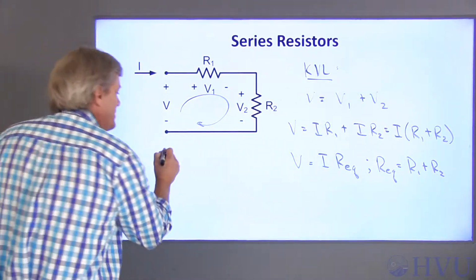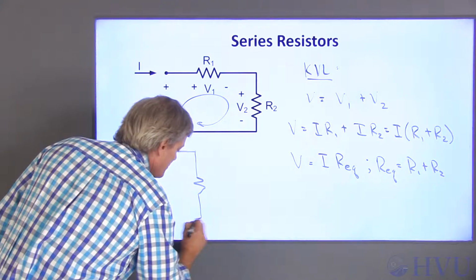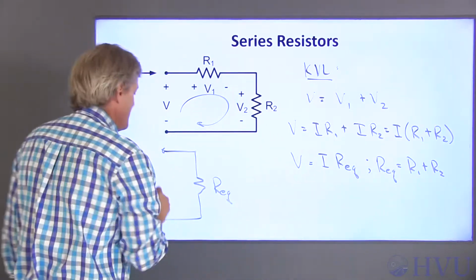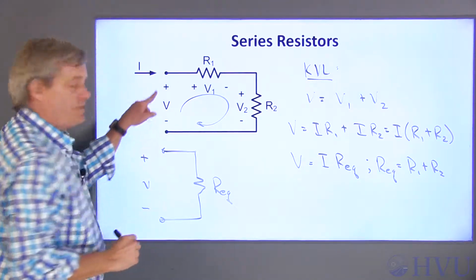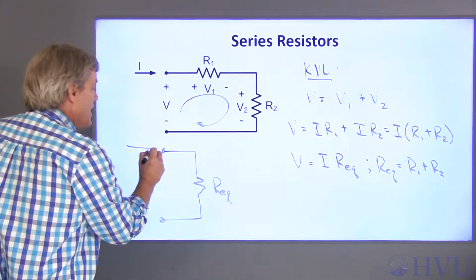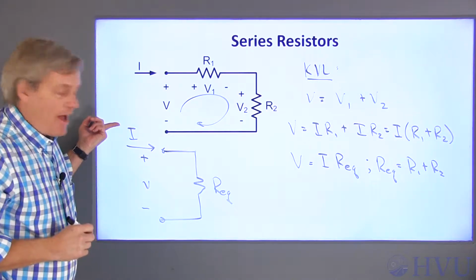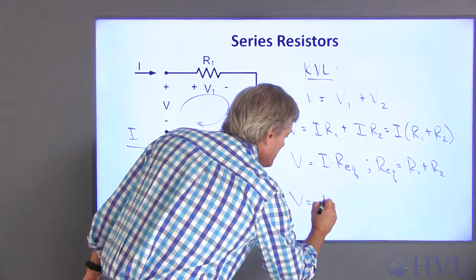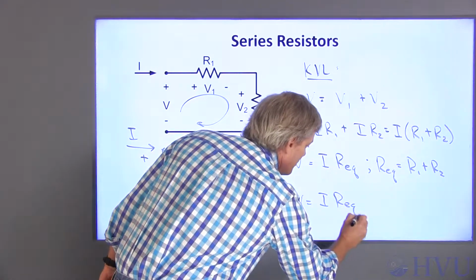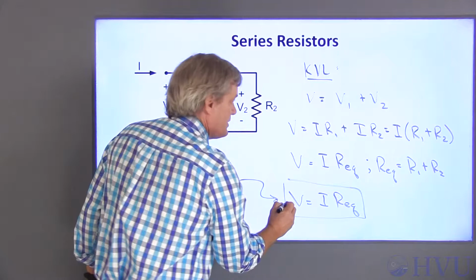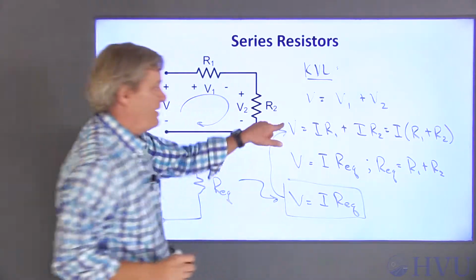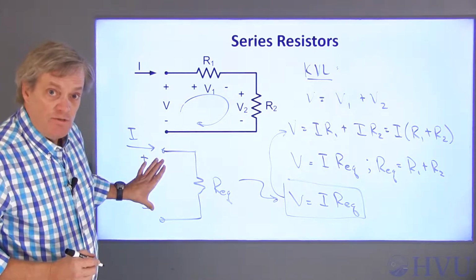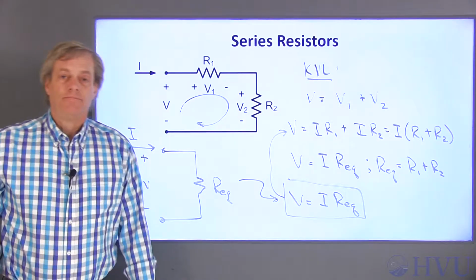So now if I build a circuit that has a single resistor whose resistance is Req by this relationship and apply this same voltage V across these terminals, I'll get the same relationship with I. Ohm's law across this single resistor just says V is equal to I times Req, which is the same voltage current relationship as we got up here. These two circuits are the same as far as these two terminals relationships are concerned.